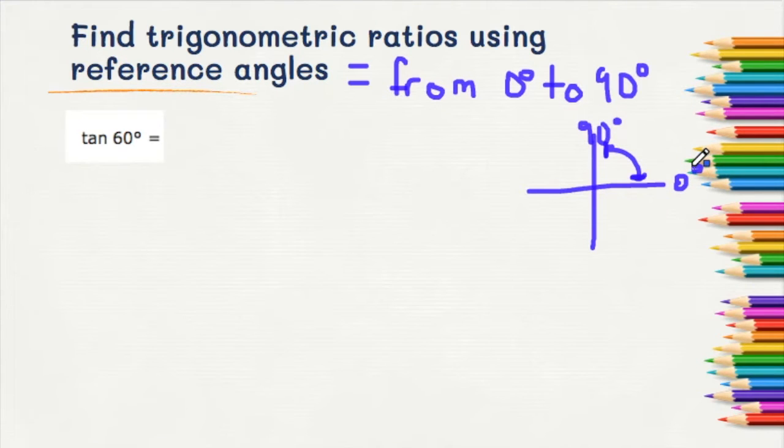So let's take a look at tangent of 60 degrees. 60 degrees is between 0 and 90. It is right here somewhere. So that is the reference angle, and we can draw a straight line down. That will be a triangle. So let's draw the triangle like this.